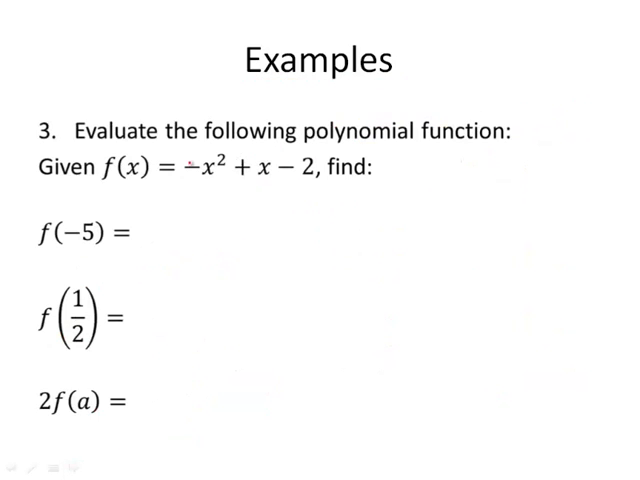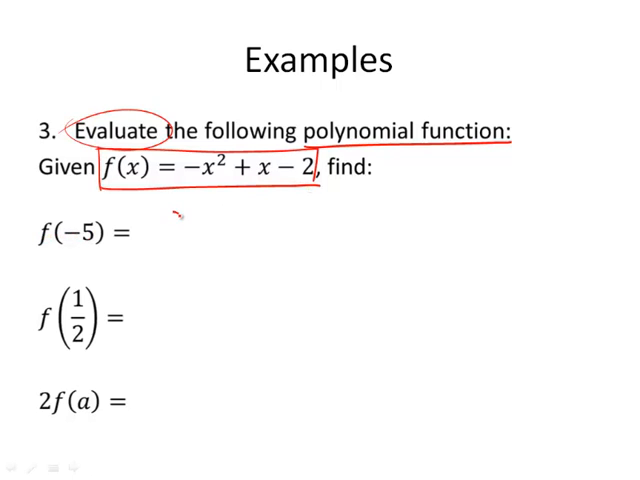And you might also be given a polynomial function. We have seen this notation before, so you're basically evaluating this function. So if you had f of -5, that would be taking -5 squared plus -5 minus 2. That's 25 minus 5 minus 2, which is... -32.